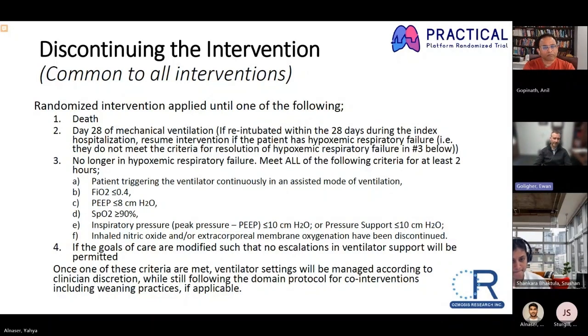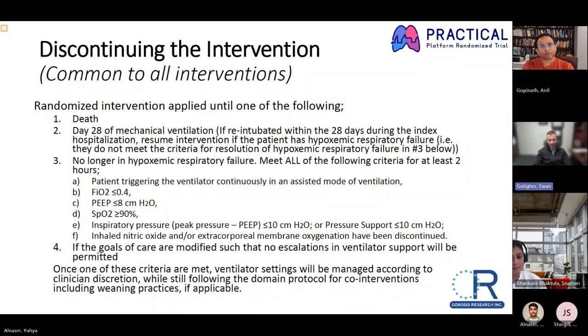If they recover and no longer meet the recovery criteria listed there under number 3, and then they worsen again, then they go back on protocol. So that's basically how the duration of intervention works. If the goals of care are modified so that no escalations of ventilator support are permitted, then the patient would also be deemed to have completed the intervention.